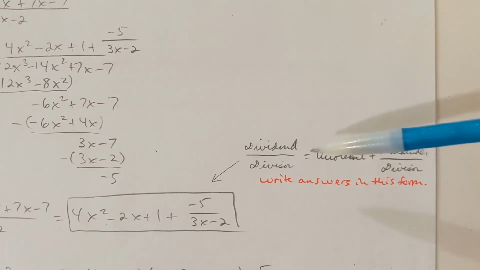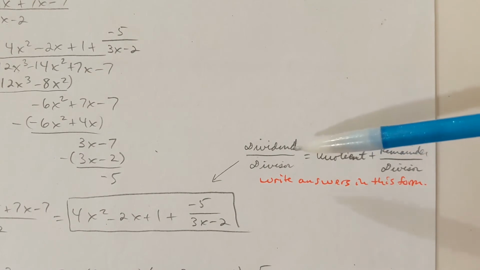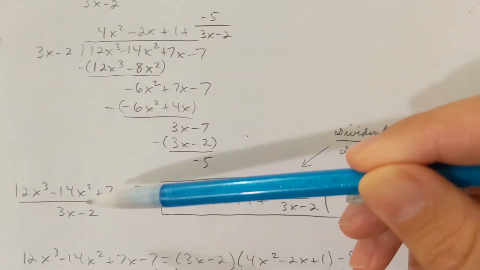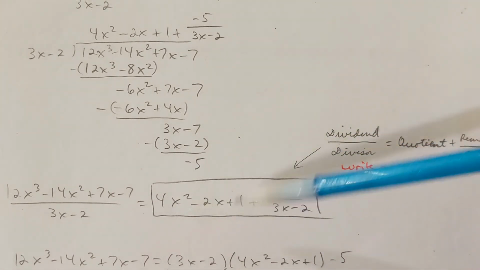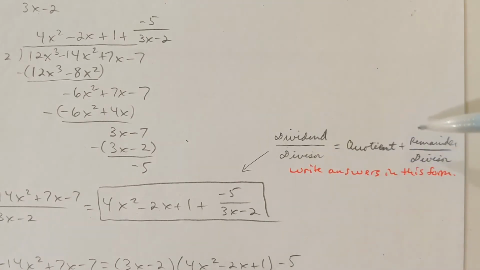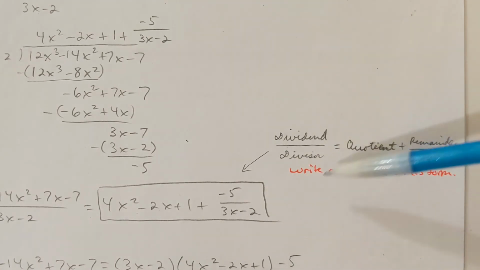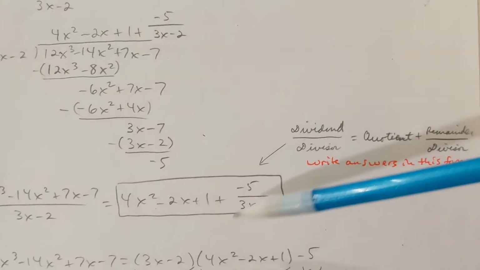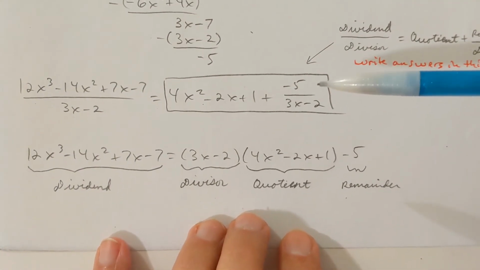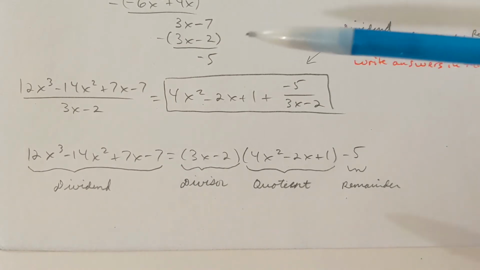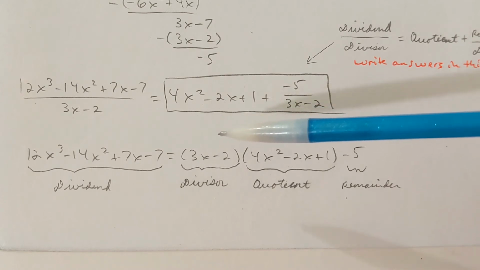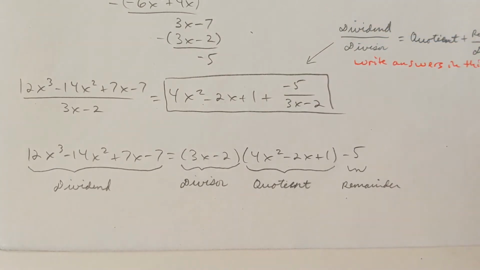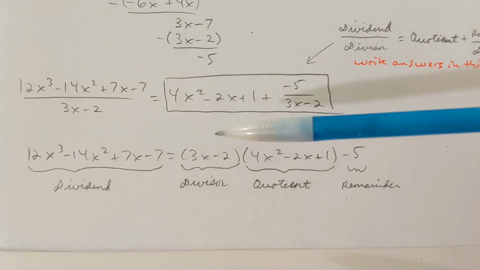Okay, so here's what I'm trying to explain. Whenever you take the dividend over the divisor, which is what these two terms are called, you just get a quotient plus a remainder divided by the divisor. Okay, write your answers in this form. Now the book will take this a step further, and they'll clear out the fractional form. There's no reason to do that. I see what they're trying to do. They're trying to give you a preview of what's coming up later, but there's no reason to be doing that.